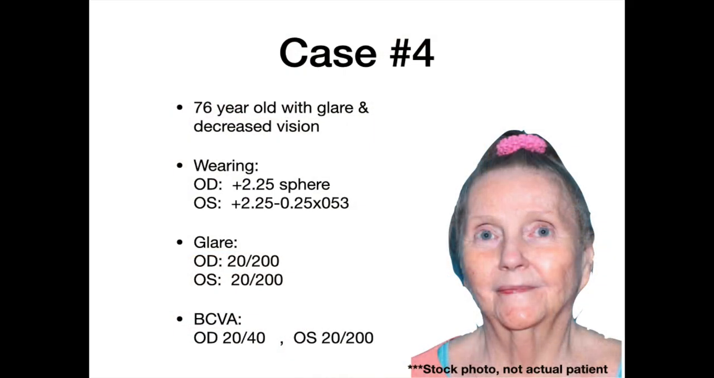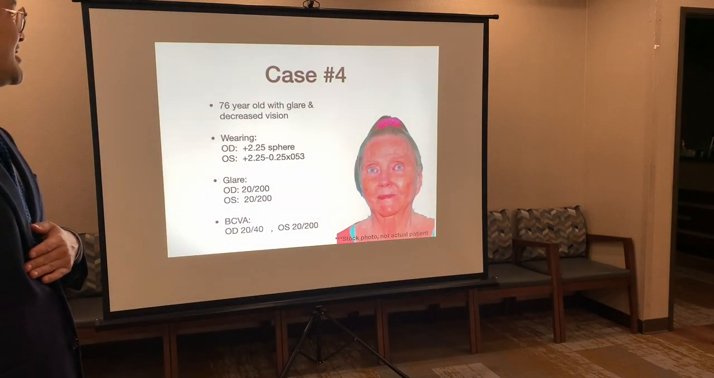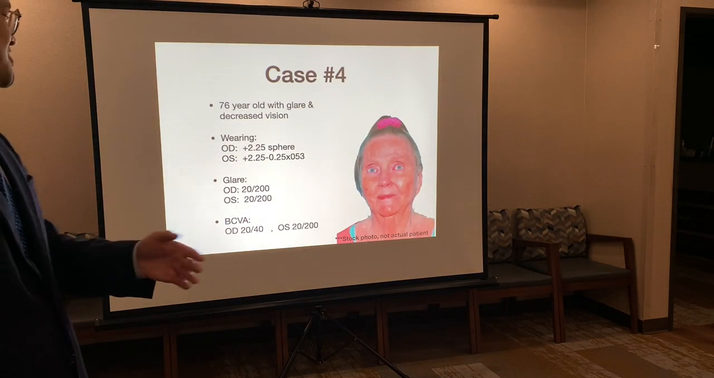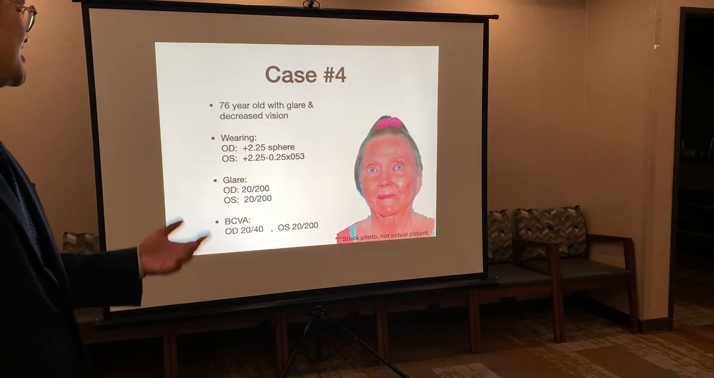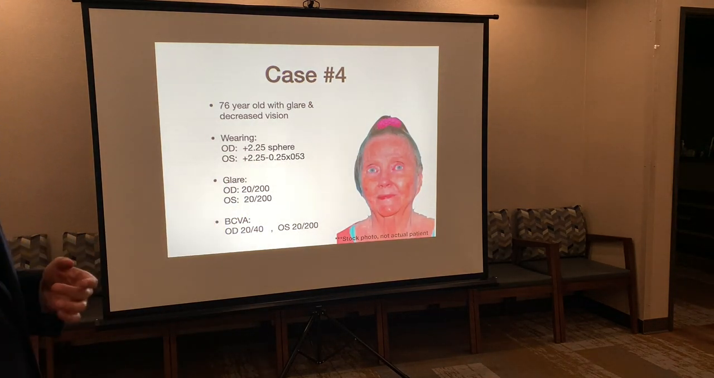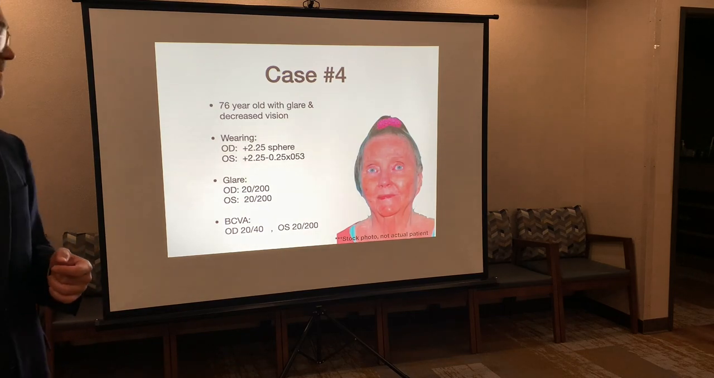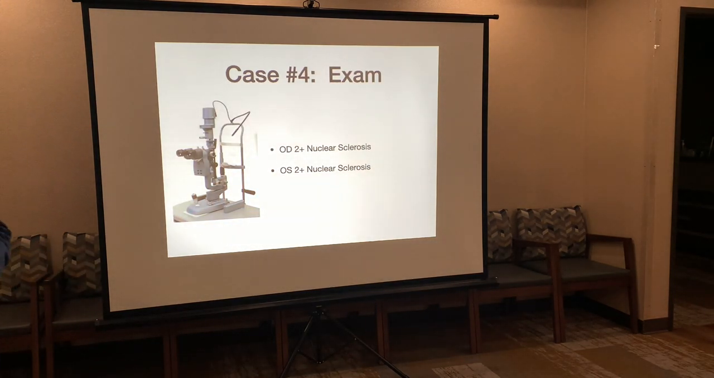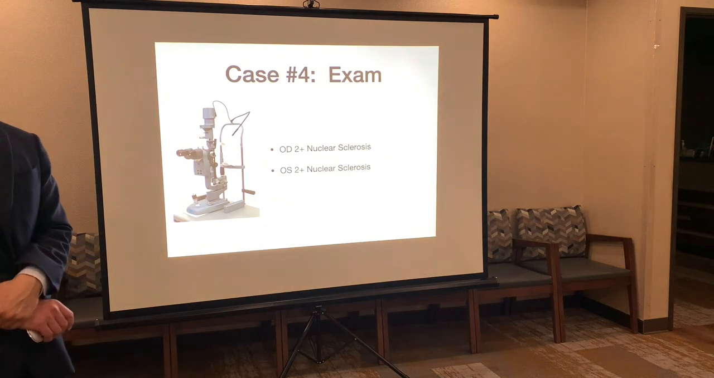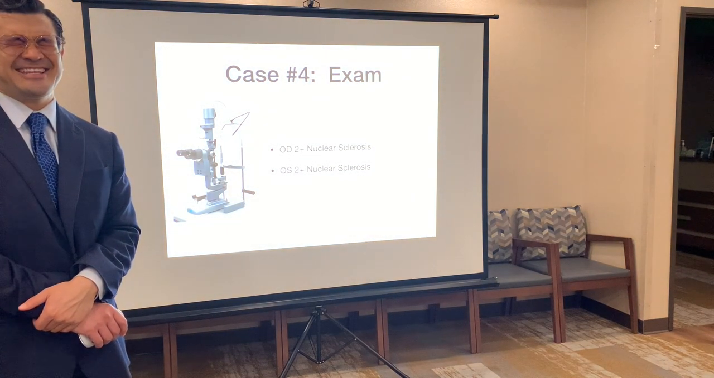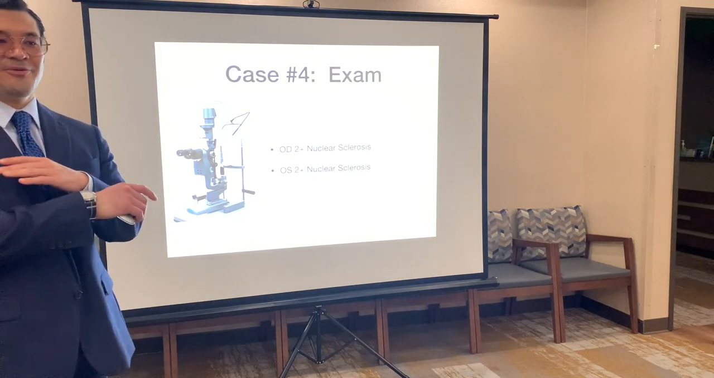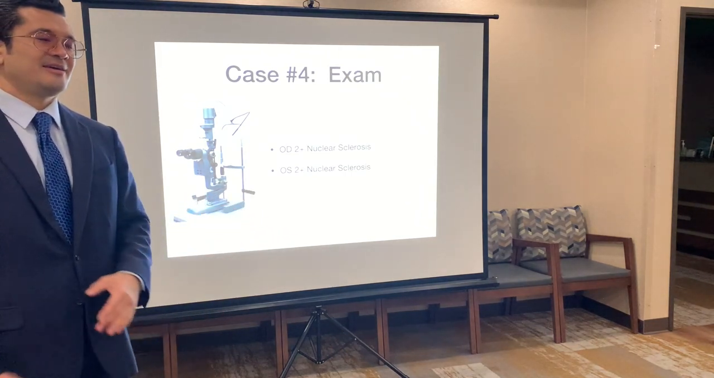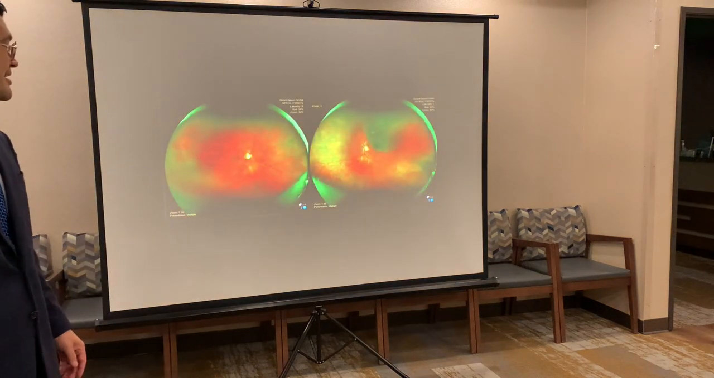I think this might be the last one. We have a 76-year-old, glare, decreased vision, and she has horrible glare. And we look at the vision, yes, there's a cataract, 20/200. So when you see a patient, they have 20/200 vision, and the cataract is only level 2, you have to wonder what else is there. This is why we always dilate everyone, always, and this is what we see.